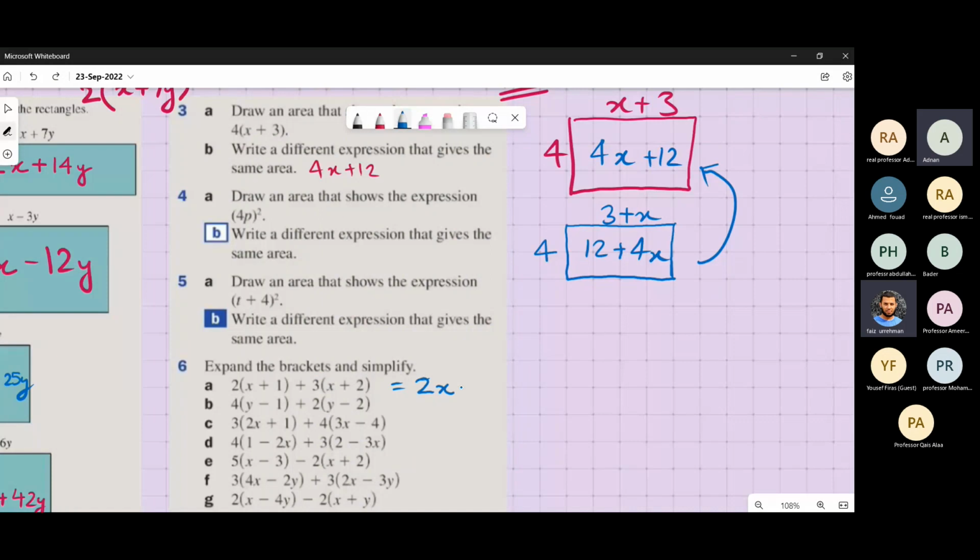We will get 2x plus 2. That's coming from the first bracket. Now, from the second bracket, we will get plus 3x, plus 6. So 3x plus 2, correct? Plus. Now, this was our expansion only.